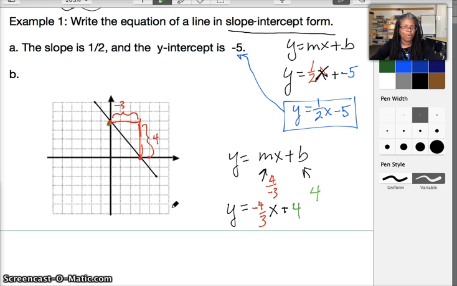So what's the key point in finding the equation? You really want to find the equation of a line, especially when you have to put it in slope-intercept form. You need the slope and you need the y-intercept. You got those, you've got the equation of a line. Let's look at another example.